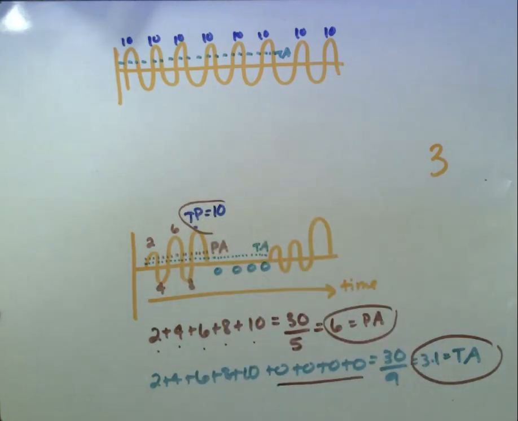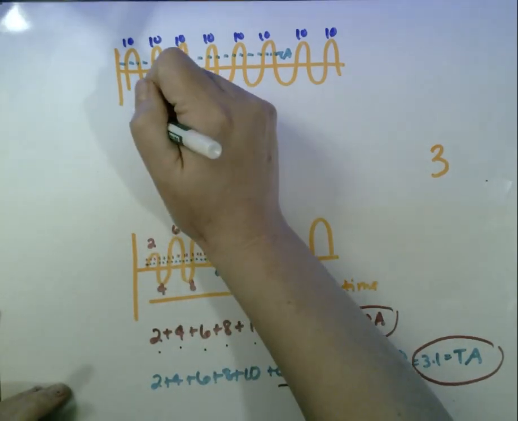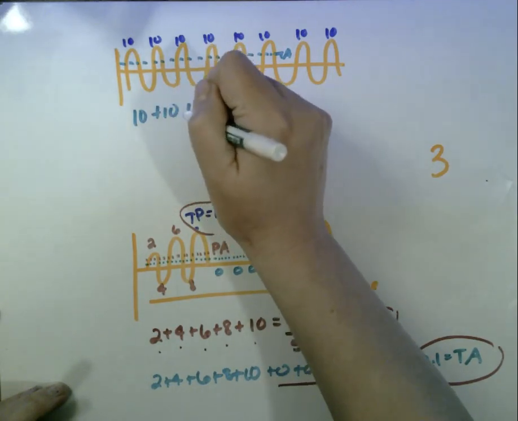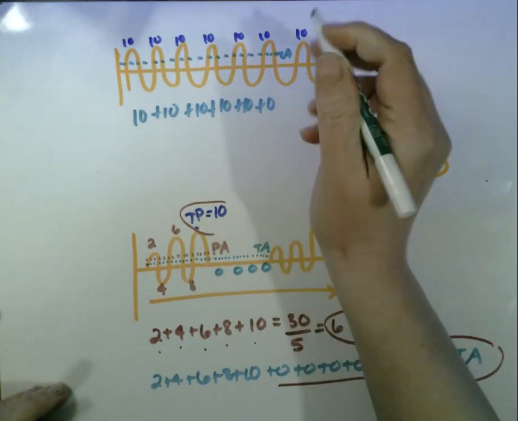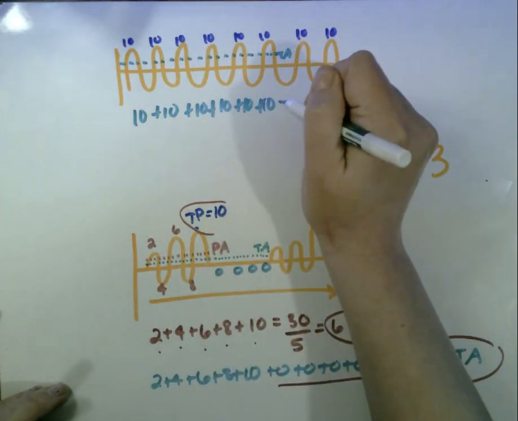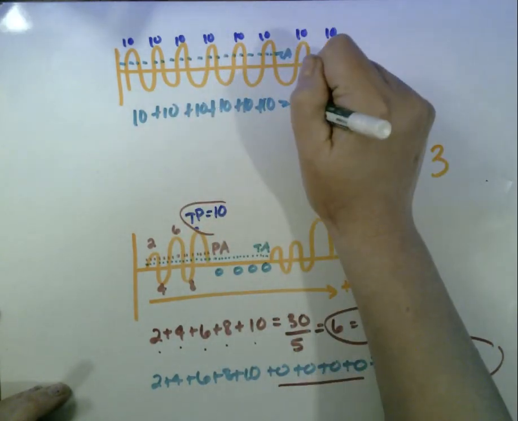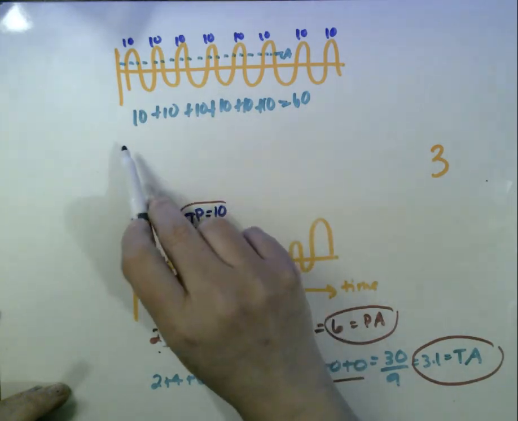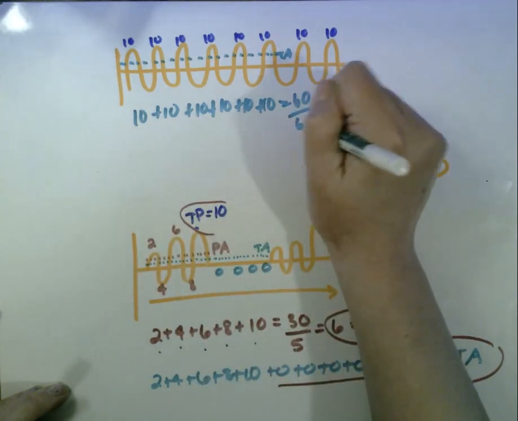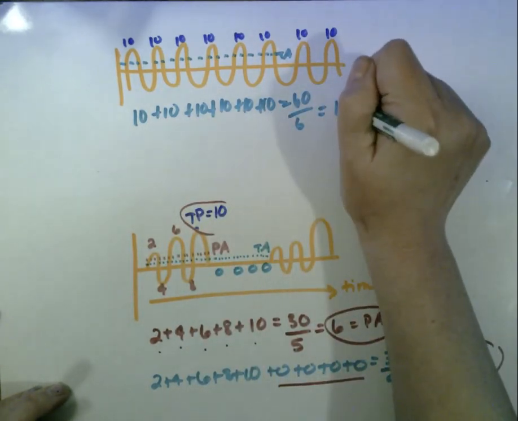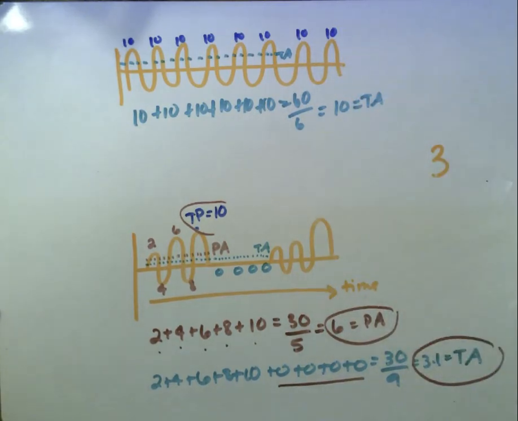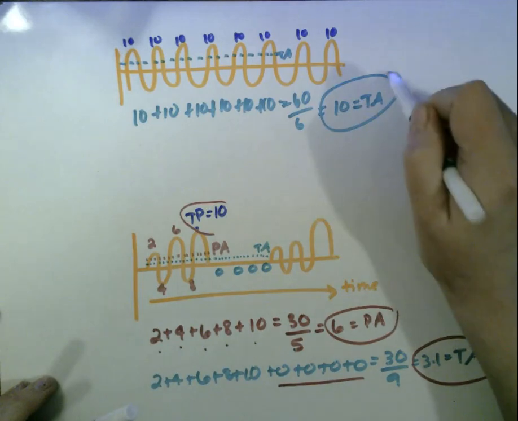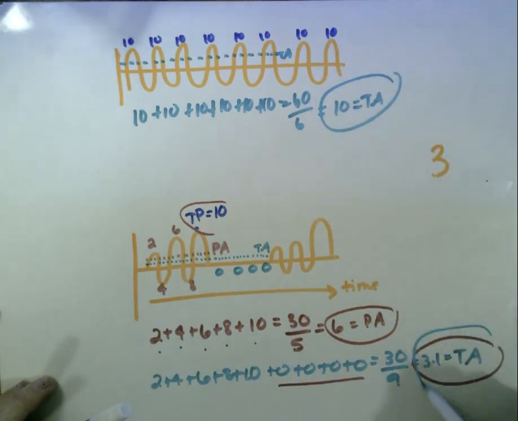But now let's take a look at that temporal average. Now we're going to add 10 plus 10 plus 10 plus 10 plus 10 plus 10. And that's going to equal 1, 2, 3, 4, 5, 6, 60. And then we added 6 together. So 60 divided by 6 equals 10 for our temporal average on this one. And that is definitely more than this one.